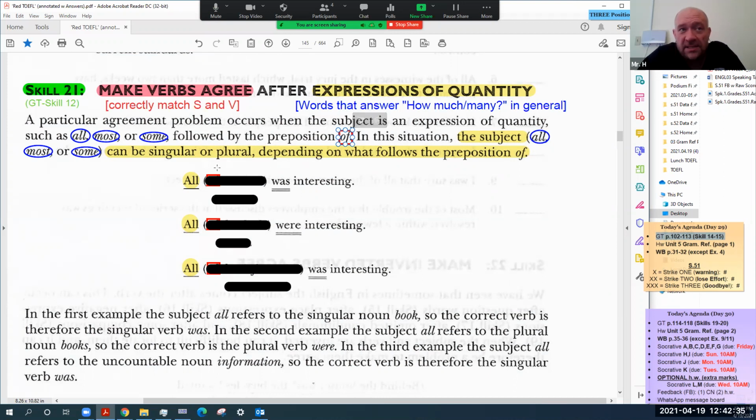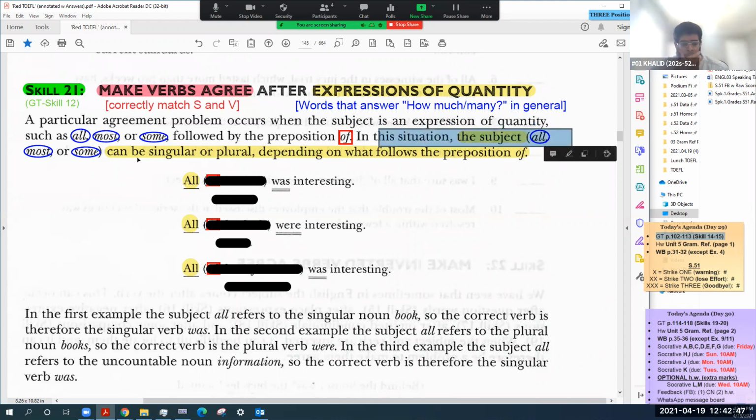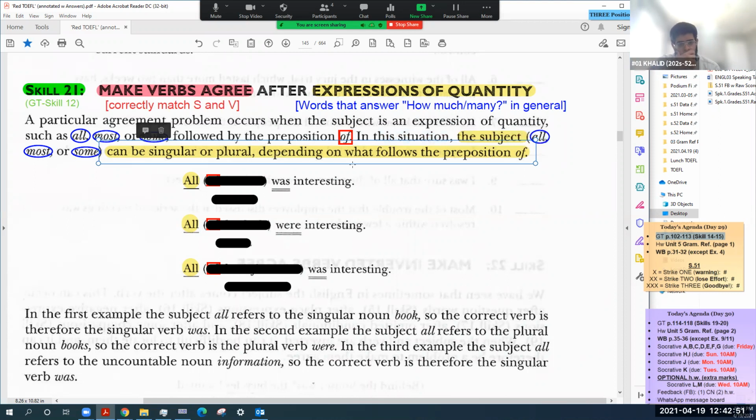Let's take a look at the example. Khalid, you read, and then we'll look at the examples. In this situation, the subject all, most, or some can be singular or plural, depending on what follows the preposition of. That's right, the preposition of. So it depends on the word that follows.